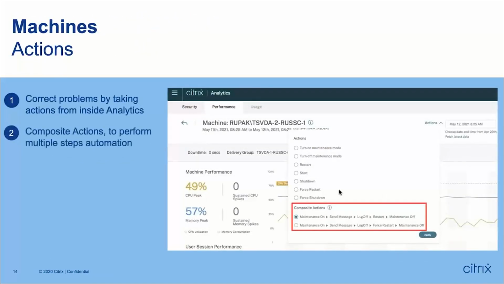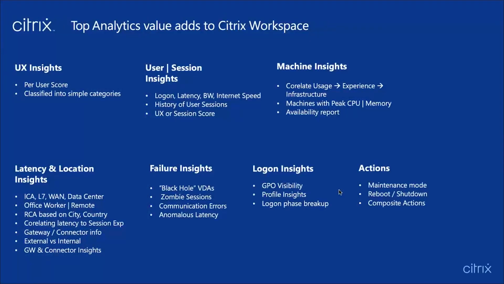And finally, when you have done all that, you find out the problem. You need to take actions, and you can take actions right from the analytics console itself. We provide things like composite actions, where things like getting people out of the machine, logging them off, and then restarting, all of that can be automated and done from analytics in one shot. So making it your troubleshooting hub and optimization hub for all of your needs. I'll leave the slide here.